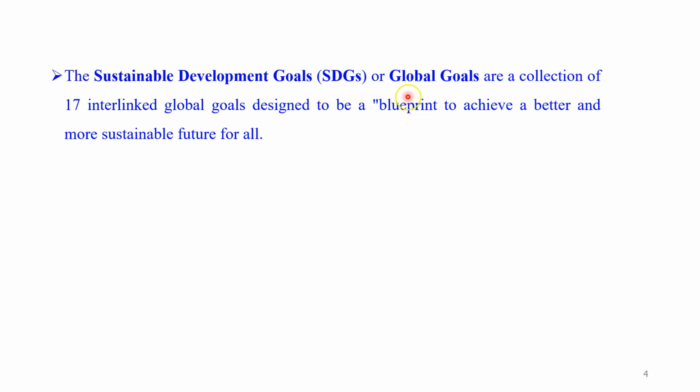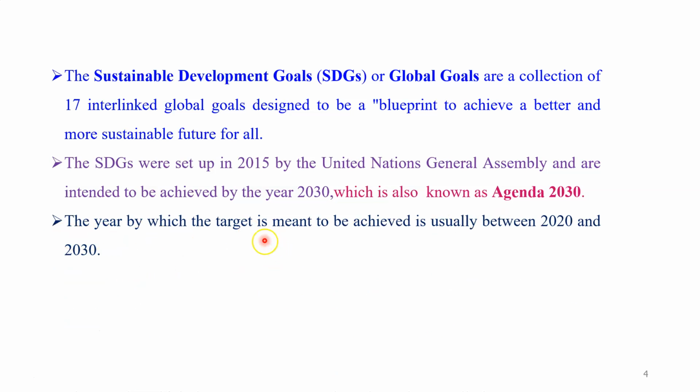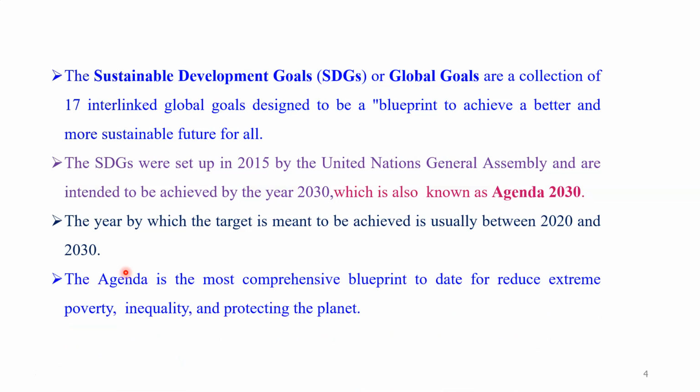The Sustainable Development Goals, or global goals, are a collection of 17 interlinked global goals designed to be a blueprint to achieve a better and more sustainable future for all, meaning for all countries. The Sustainable Development Goals were set up in 2015 by the United Nations General Assembly and are intended to be achieved by the year 2030, which is also known as Agenda 2030. Dear students, the year by which the target is meant to be achieved is usually between 2020 and 2030. During these 10 years, they have to achieve the goals decided in this conference. The agenda is the most comprehensive blueprint to date for reducing extreme poverty, inequality, and protecting the planet Earth.